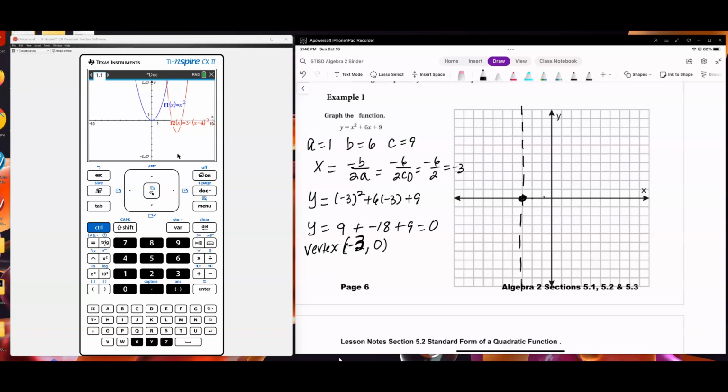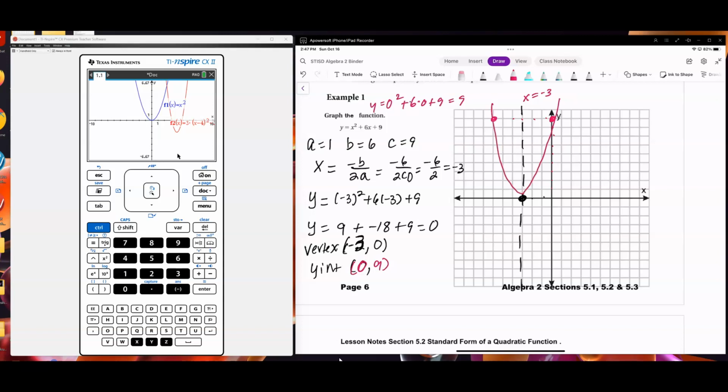Now, if I want to find the y-intercept, I know x is 0, so if I substitute into the equation, it's going to be 0 squared plus 6 times 0 plus 9. So the y-intercept is 0, 9. So it's 1, 2, 3, 4, 5, 6, 7, 8, 9. And this is your mirror. X equals negative 3. So it's 1, 2, 3. And then I just sketch it.